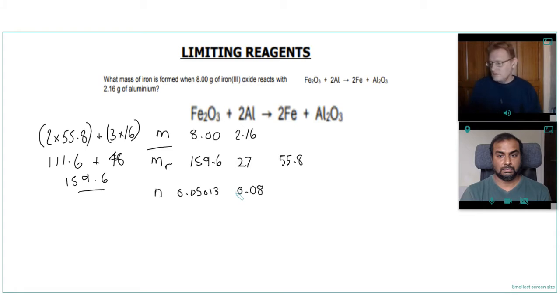So now we've got to work out which of these is the limiting reagent. So if this was a 1-to-1 ratio, then our iron oxide would be the limiting reagent because it's less moles, but it's not a 1-to-1, it's a 1-to-2. So if we look at the aluminium, we could see that 0.08 moles of aluminium would react with 0.04 moles of iron oxide. And the amount of moles we've got is bigger than that. So this is the one that's in excess, and therefore the aluminium is our limiting reagent.